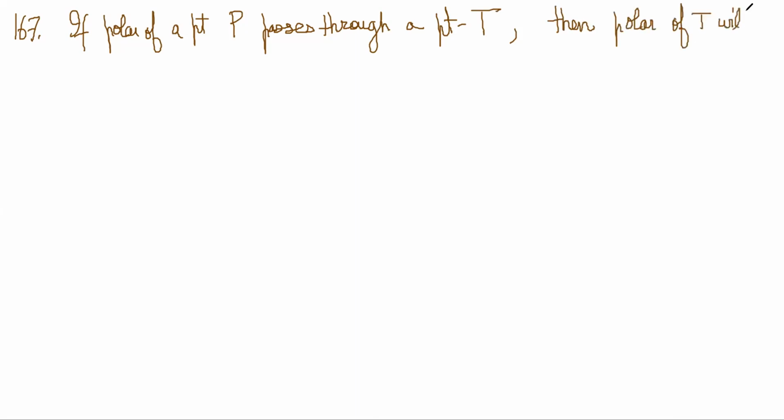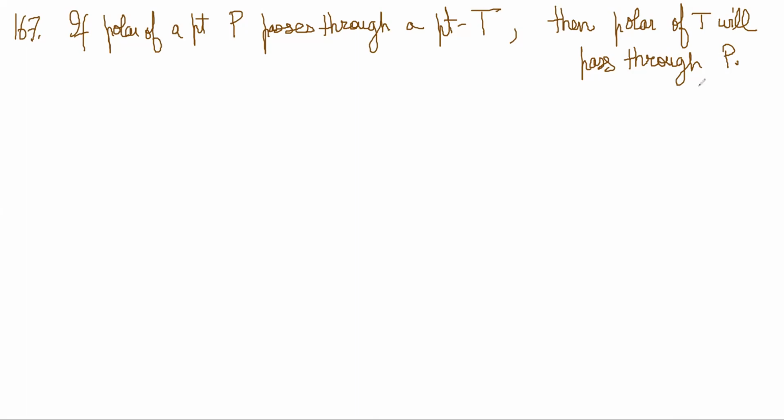Okay, it will pass through P. So this is like some inversion type of relation, an inverse type of relationship. If one line's polar passes through the other line, like a symmetrical situation, then the other point's polar will pass through the first point. It is very straightforward to prove.